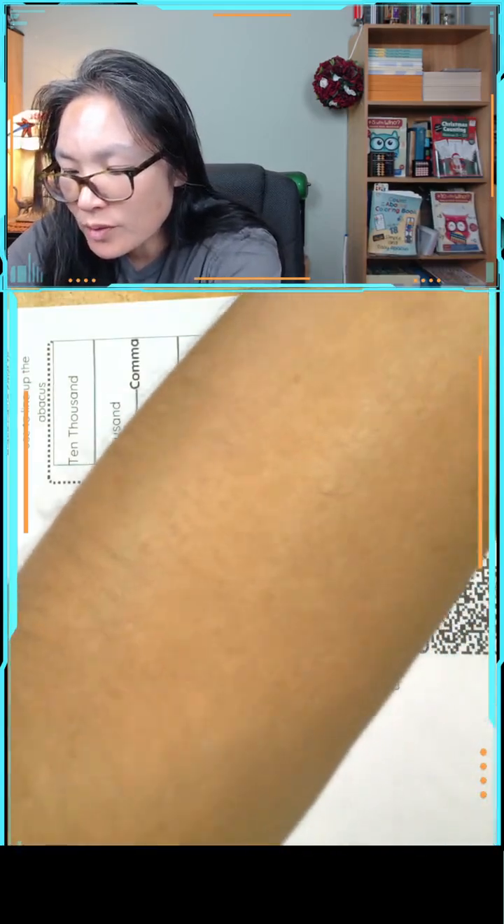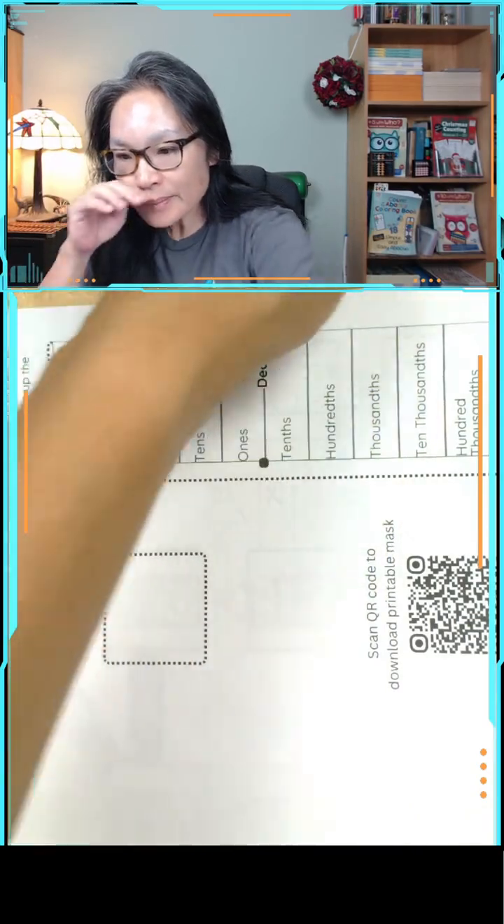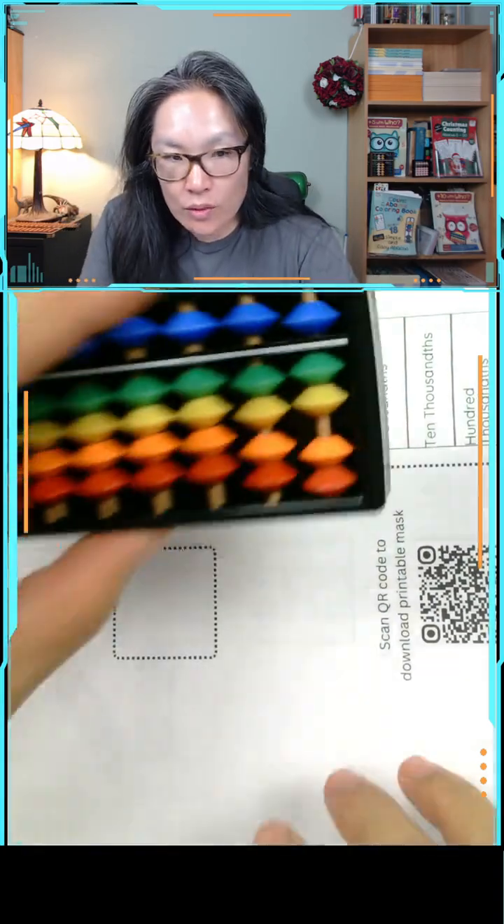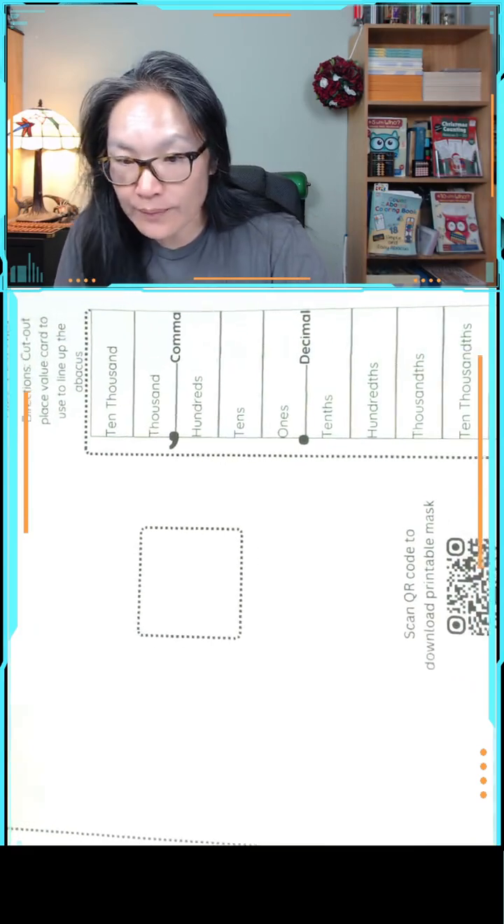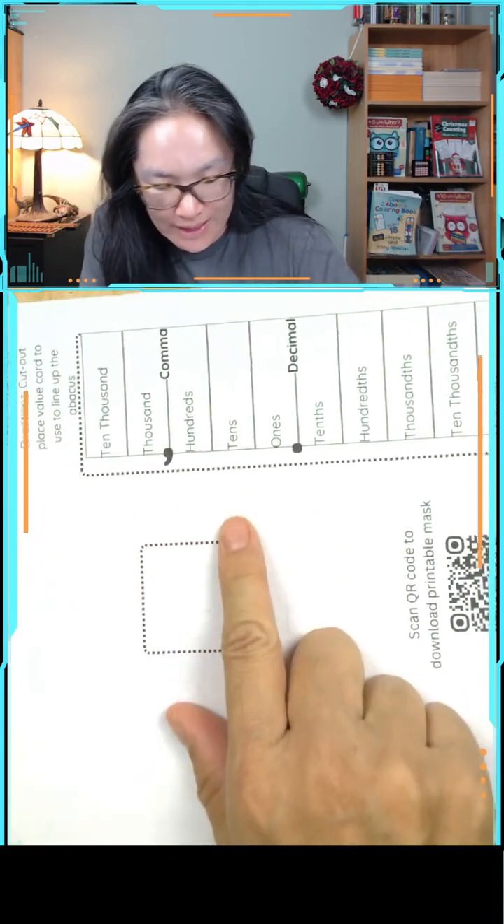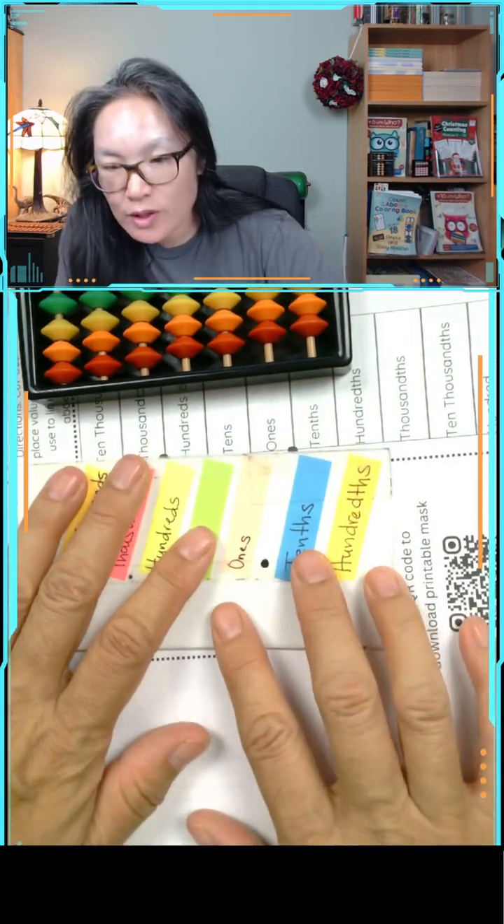Are you talking about the cubes? So we're going to get into that. We're talking about the cubes. Okay, so there is this place card, right? This place card is to tell you how to read the Abacus, and it's supposed to be very similar to what I have here. It is up to you if you want to color it.